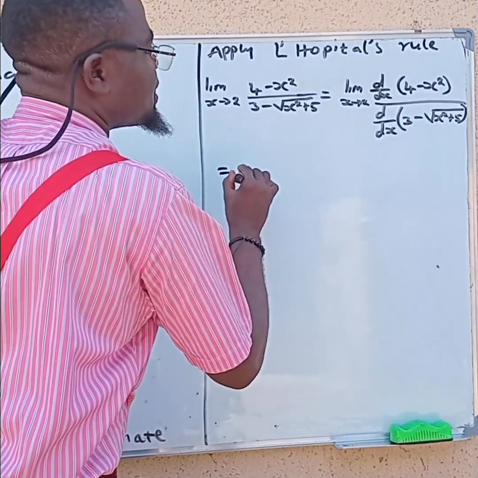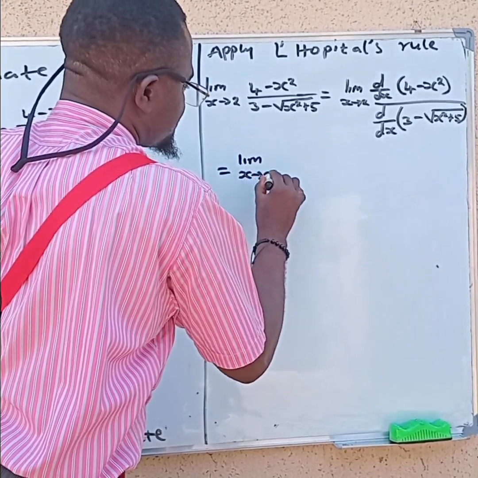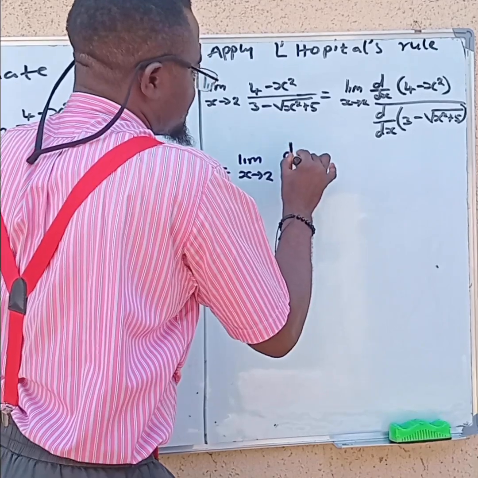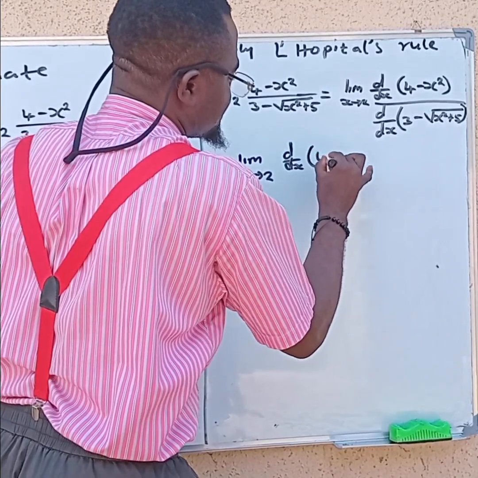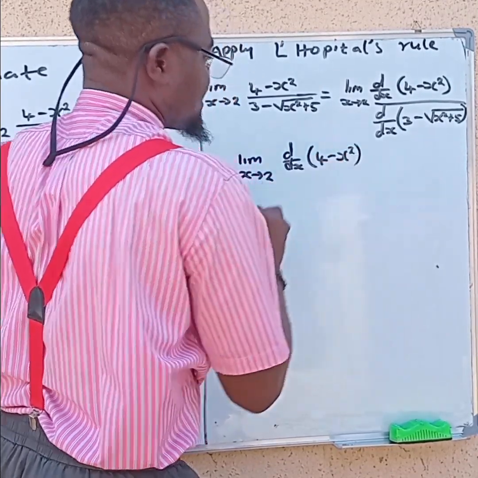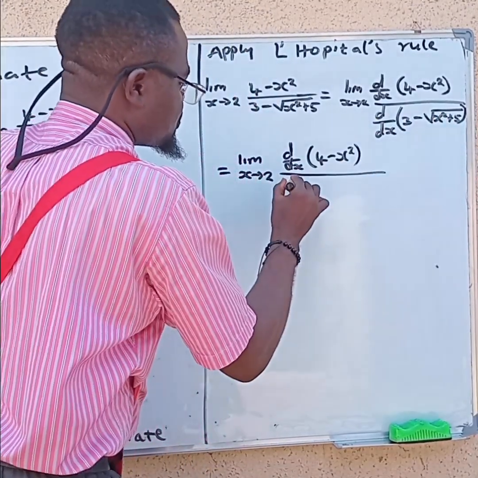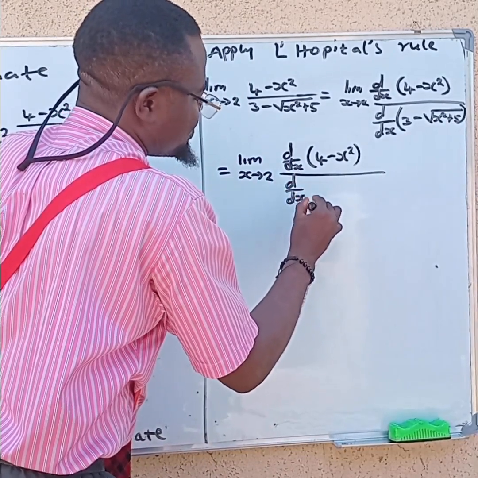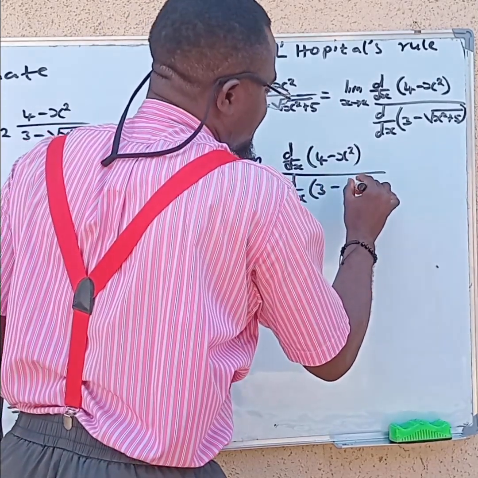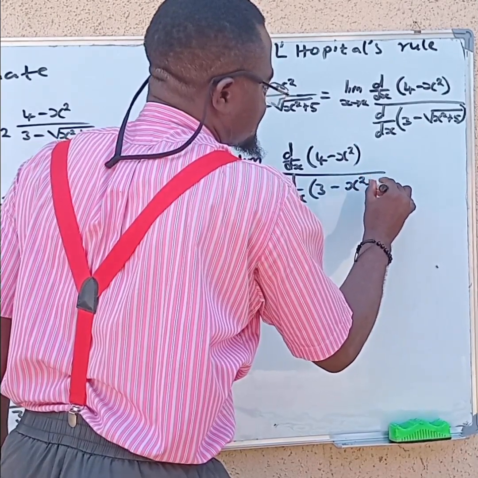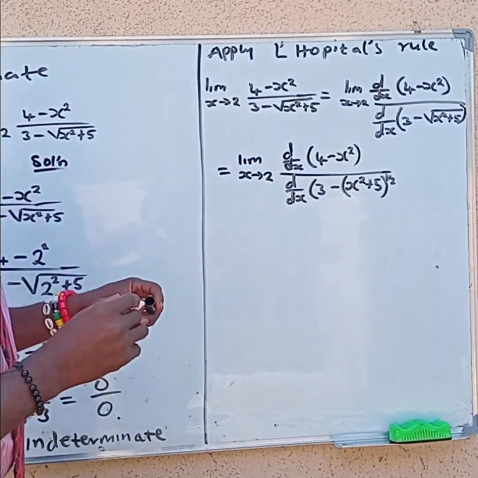But in differentiation, this will be changed to this form. Look at it here. It will now be the limit as x tends to 2 of the function, the numerator being 4 minus x squared. For you to do this, you have to change the denominator to a form that can be very simple. So it will now be 3 minus x squared plus 5, all raised to power of half.